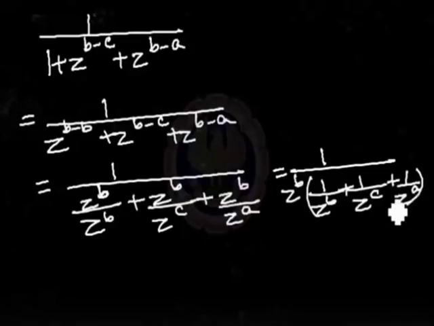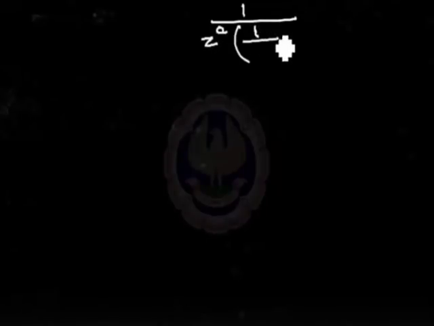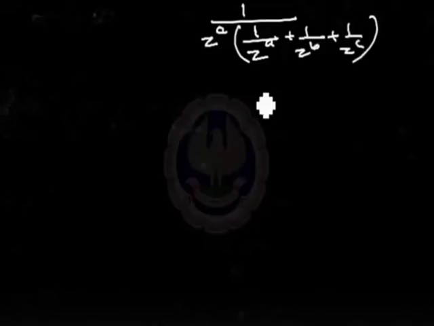Similarly, for the third part, solve it in a very similar way. You'll get 1 by z to the power c common, and you'll be left with 1 by z to the power a plus 1 by z to the power b plus 1 by z to the power c. So if I write all these 3 equations clubbed together, what do I get?